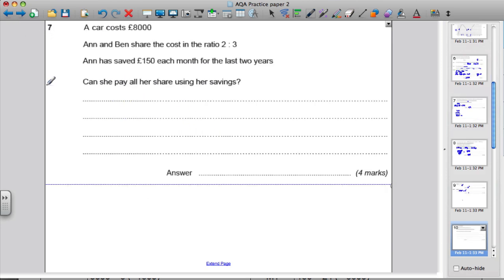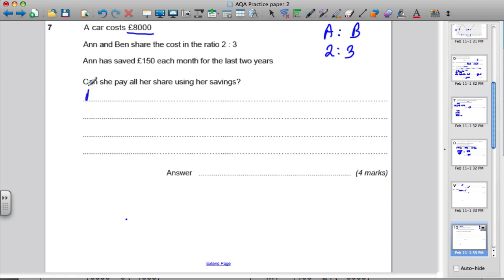Question 7. A car costs £8,000. Anne and Ben share the costs in the ratio 2 to 3. So the ratio of Anne to Ben is 2 to 3. Anne has saved £150 each month for the last 2 years. Can she pay all her share using her savings? Let's work out Anne's savings. She has saved £150 every month, so times 12 for 1 year, and then times 2 for 2 years.